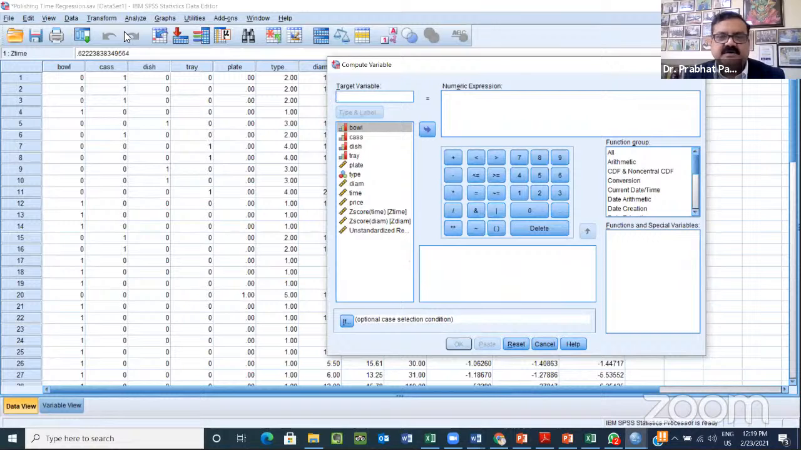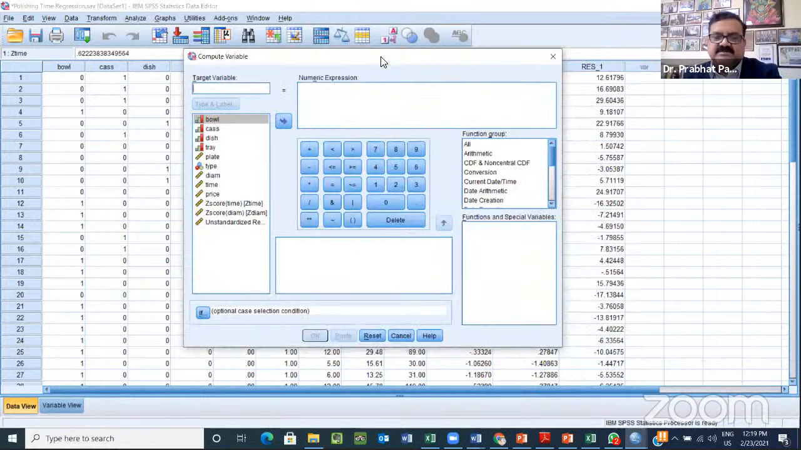Here we are going to compute error manually. This is the error calculation which has been done by the computer. But here we are going to calculate the error manually. So what is the name of the target variable? We'll say, okay, I would like to call it error. And then what is the numeric expression that you are going to use?